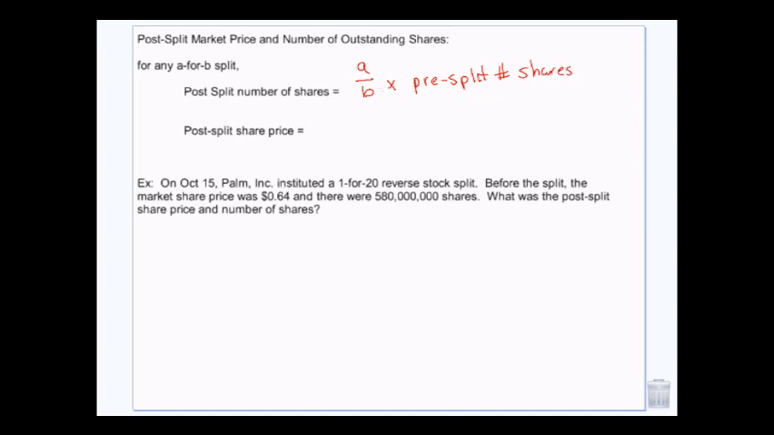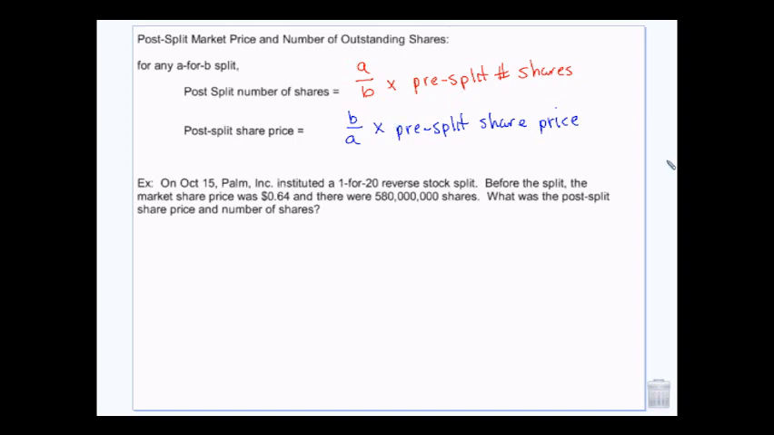And for the post-split share price, you flip it. It's B over A times this pre-split share price. So if I have a 3-for-5, this would be 3/5 times whatever the number of shares were, and 5/3 times whatever the price was.